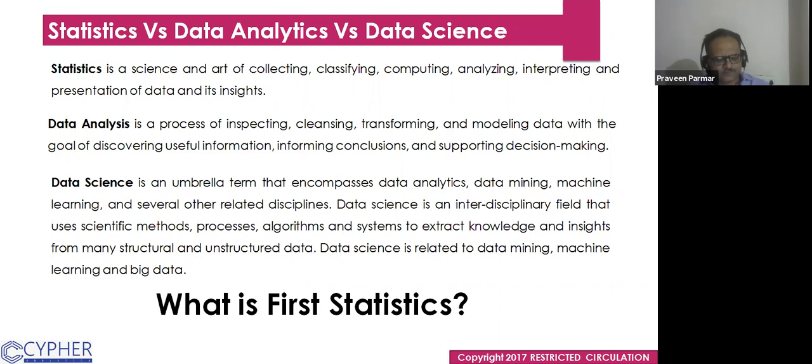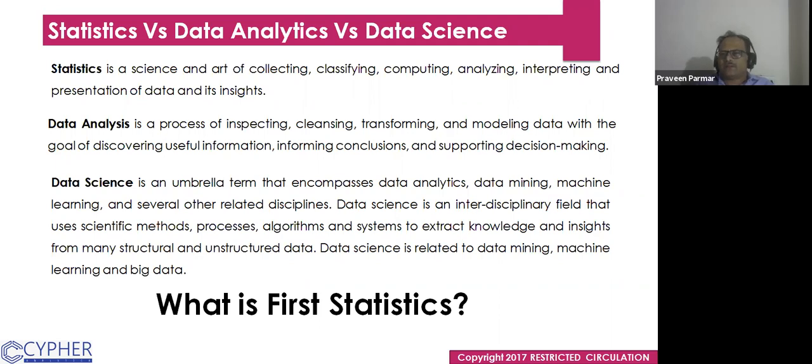So if we see the generic definition of statistics, it is a science and art of collecting, classifying, computing, analyzing, interpreting, and presenting data and its insights. So it is science and art both. We collect the data through various sources, and we classify the data. Data classification is very, very important. And then we compute the statistics, whether the mean, mode, median, standard deviation, any sort of statistics. And we get some result, mostly in numeric format.